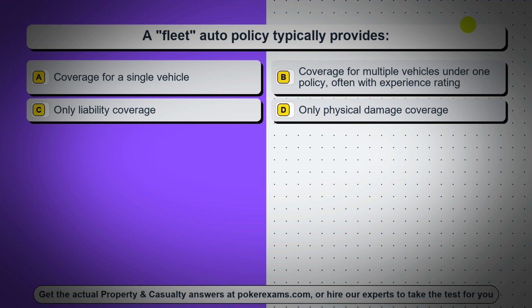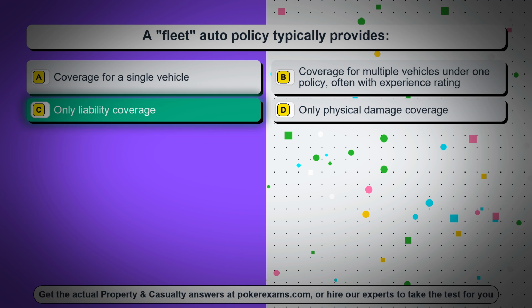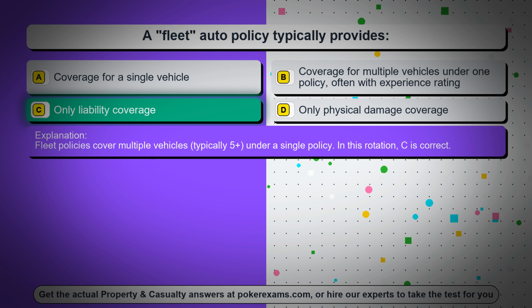Option B, coverage for multiple vehicles under one policy, often with experience rating. Option C, only liability coverage. Option D, only physical damage coverage. The correct answer is option C, only liability coverage. Fleet policies cover multiple vehicles, typically 5+, under a single policy. In this rotation, C is correct.